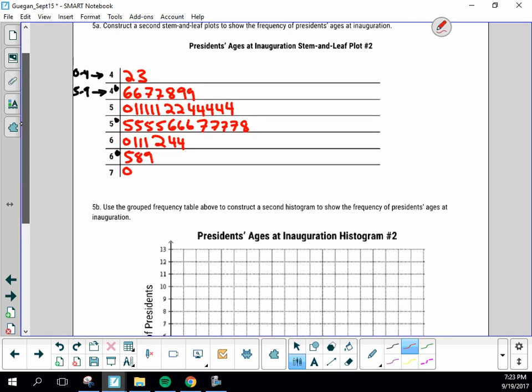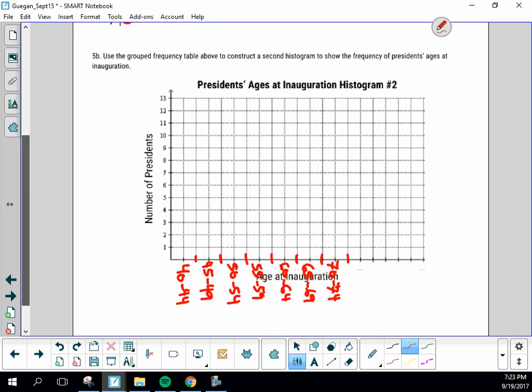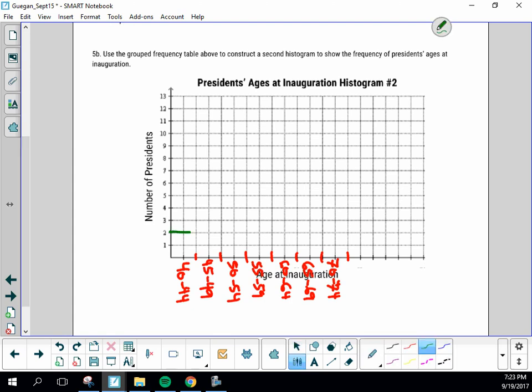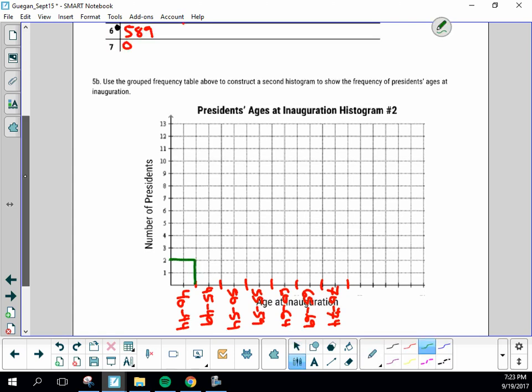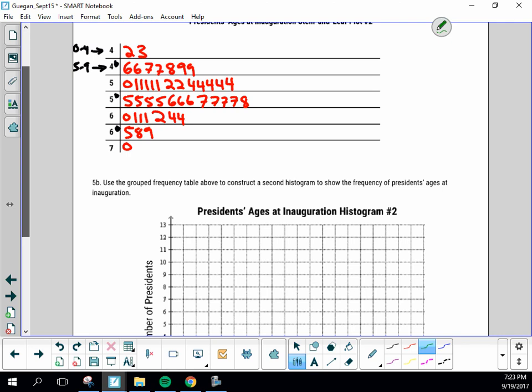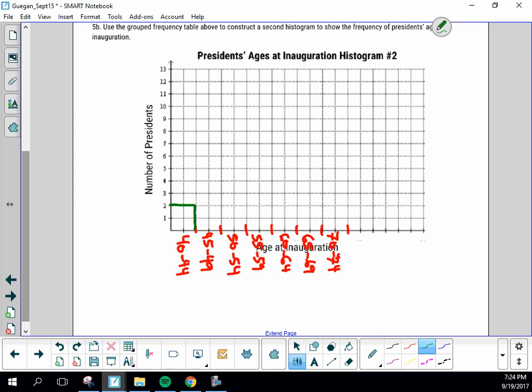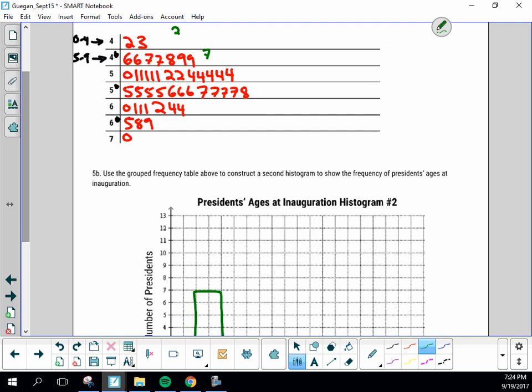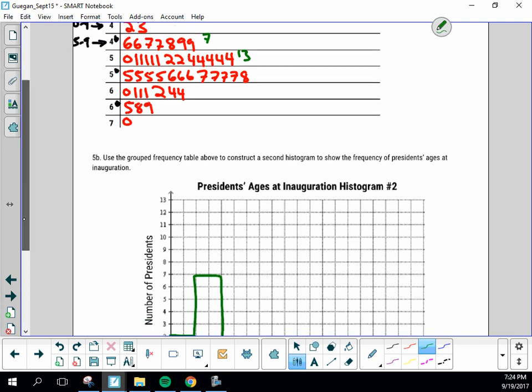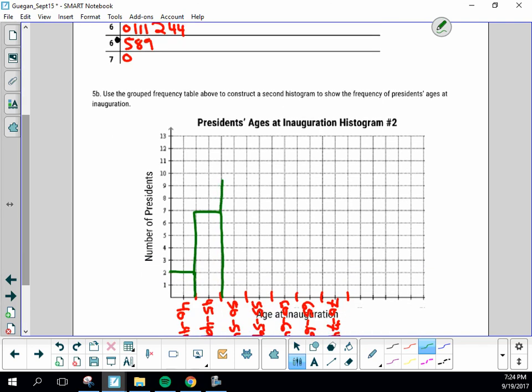Okay, in the 40 to 44 category, we have 2 presidents. 2 presidents should look just like that. In the next category, 45 to 49, we have 1, 2, 3, 4, 5, 6, 7, and maybe I'll write it in green here. This one had 2, this one had 7. So in our histogram, we're going to go up to 7 for that next bin. Okay. Then we had 1, 2, 3, 4, 5, 6, 7, 8, 9, 10, 11, 12, 13 for 50 to 54. So we'll go up to 13.